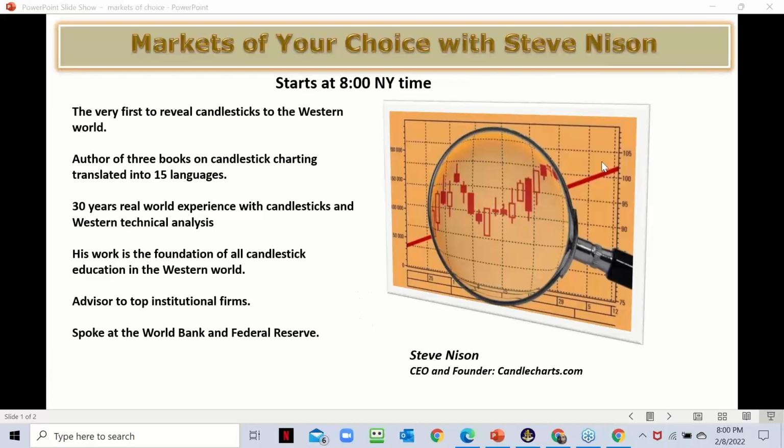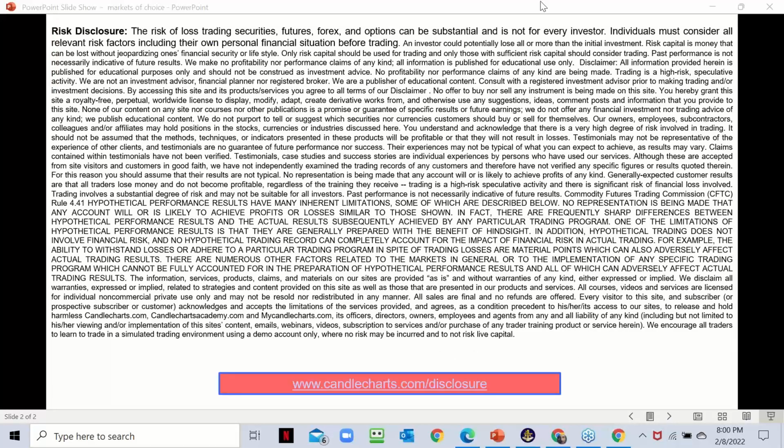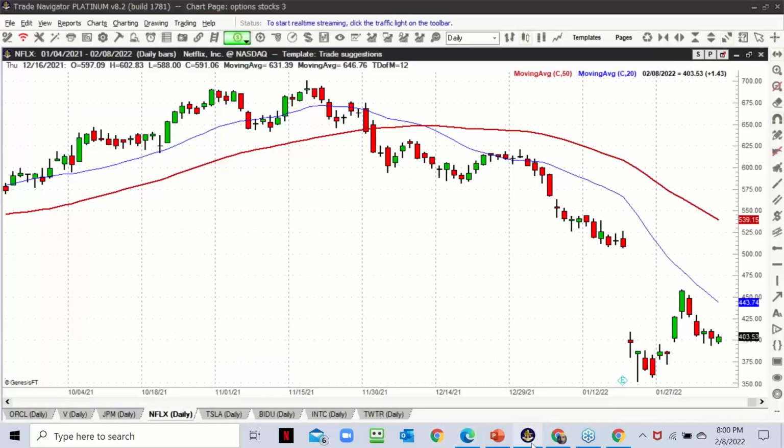Okay, but first, before we do that, let me give you our caveat, which we always do. Just to remind you that there's always a risk of trading in any market and in any time frame. And so with that short caveat, let's get right to the markets.